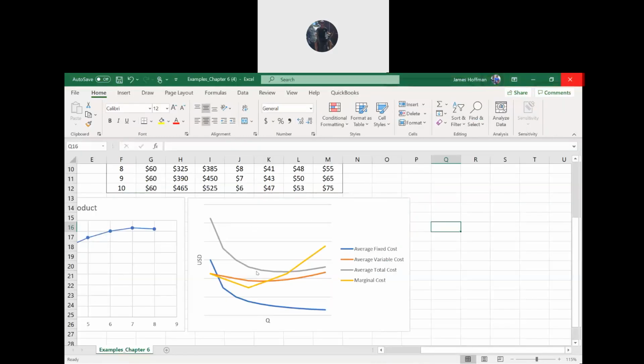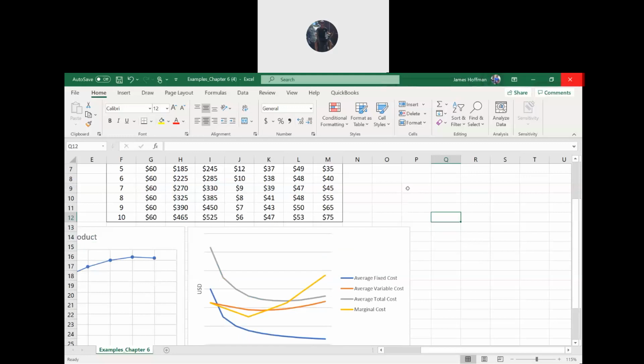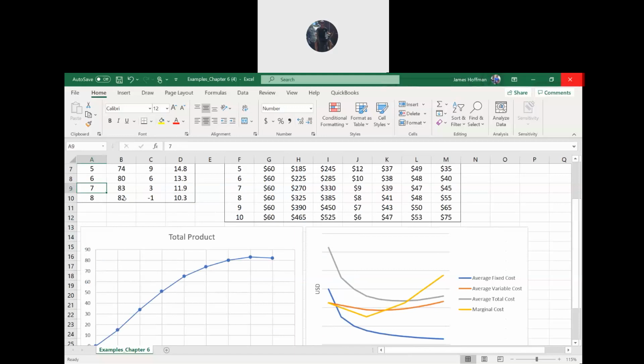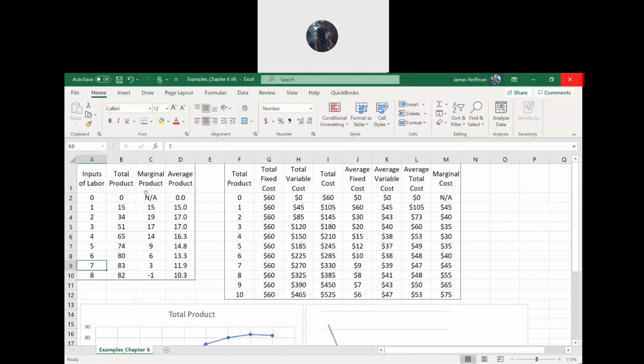Okay, see that? Marginal cost is declining, and then here's the point at which it switches from increasing returns to diminishing returns. And once you hit diminishing returns, each additional unit is more costly in the margin because you're losing productivity, right? Each worker is less productive than before. Okay.